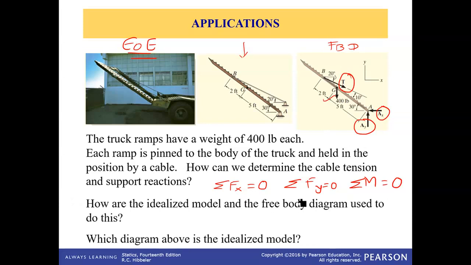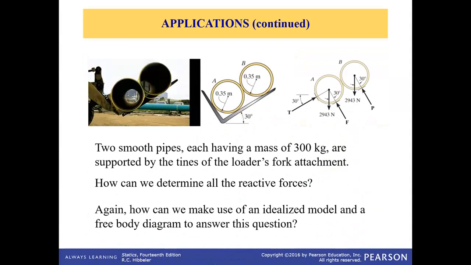So how are the idealized model and free body diagram used to do this? We draw the idealized model and free body diagram, indicate the forces, define the coordinate system, and apply the three equations of equilibrium. Now, the pipe assembly, the same thing. The number of unknowns are 1, 2, and 3. We already know the weights of those two pipes, so we can solve for three unknowns using three equations of equilibrium by first drawing an idealized model and then later drawing a free body diagram.